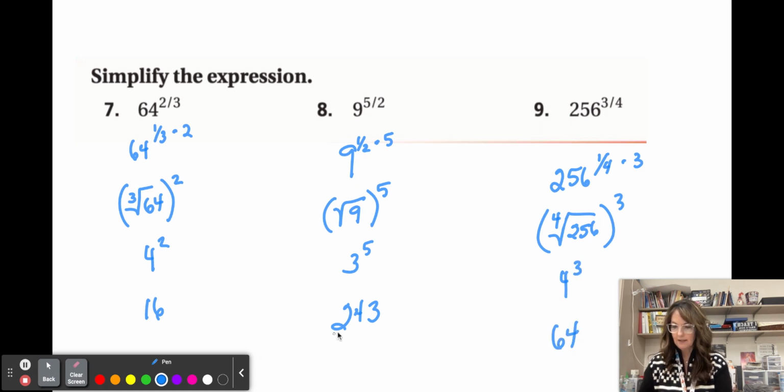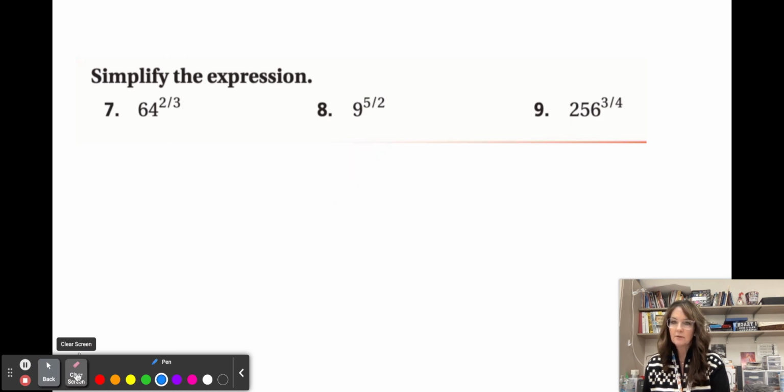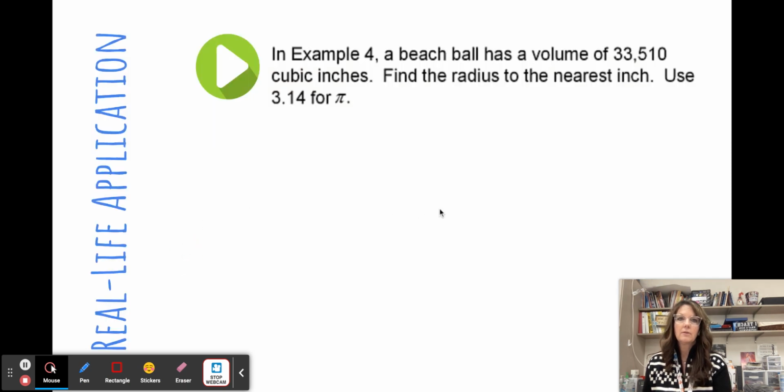So take a minute to write that down. Hopefully you understand that. I'm going to clear. All right. If we need to do a word problem in class, we can, but for now I'm going to skip this to save time for you.